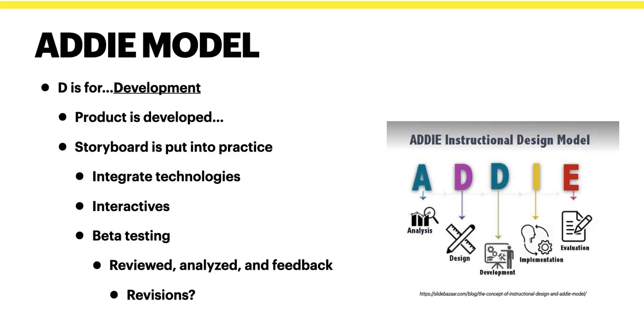So next, your D is for development, and this is really where the product is developed. We have our prototype, we have our ideas, we have our storyboard. Now we're going to take it and put it into practice. We are going to apply it. We're going to integrate any relevant technologies, any interactives. Again, I stated technology is so important.